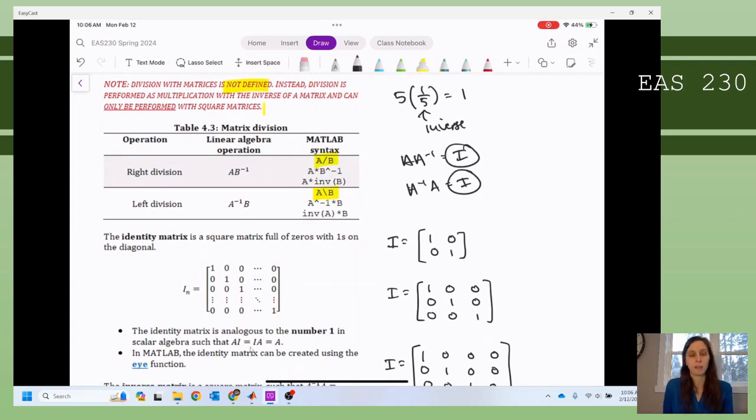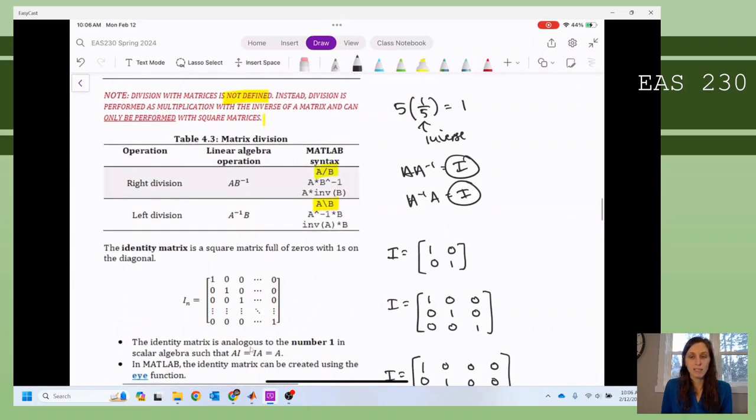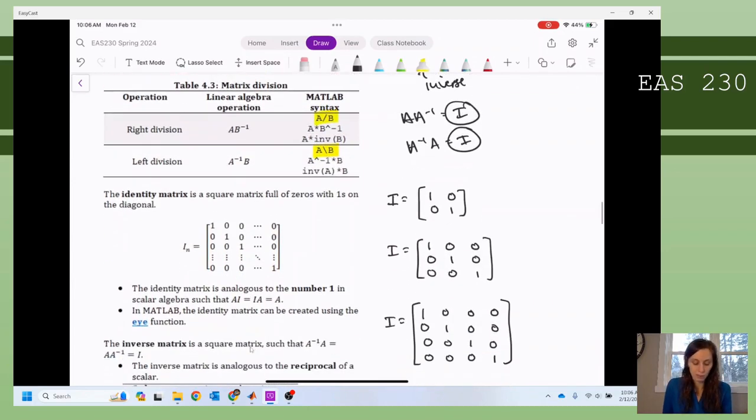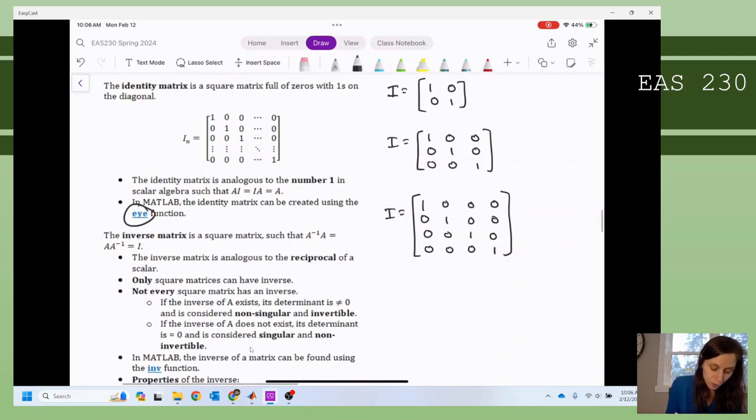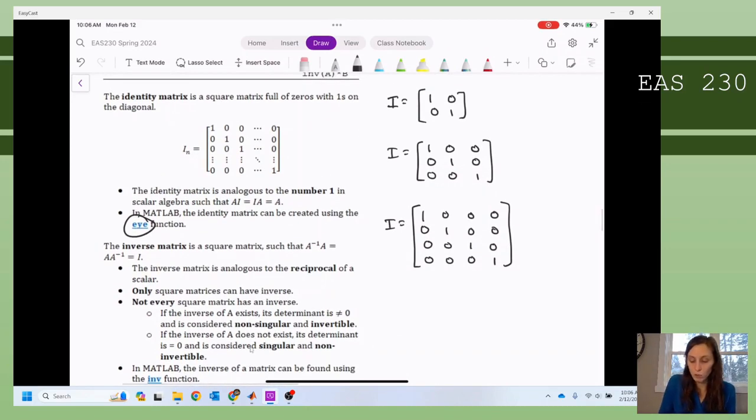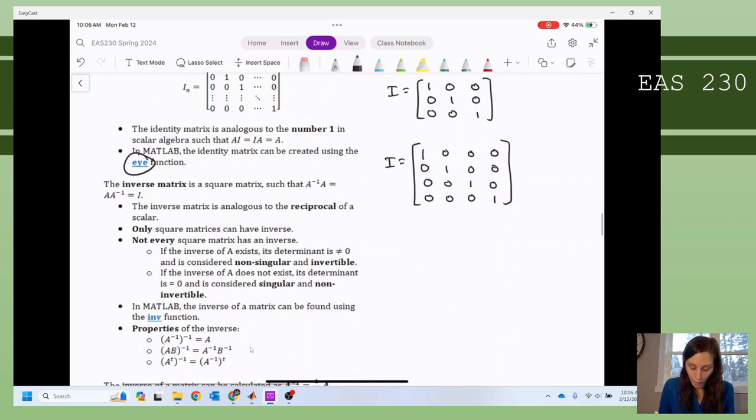Here, this is identity. Identity matrix is analogous to the 1 as a scalar. It's a square matrix full of zeros with 1s on the diagonal. It's the one we create with the I function. Here you can see the identity matrix for a 2x2, a 3x3, and a 4x4 that I already have written down. And it turns out if we do A times its inverse, we get identity. And here the order doesn't matter. Same thing, if we do A inverse times A, we also get identity. Kind of like if we do 5 times 1/5, it equals 1, or 1/5 times 5 also equals 1.